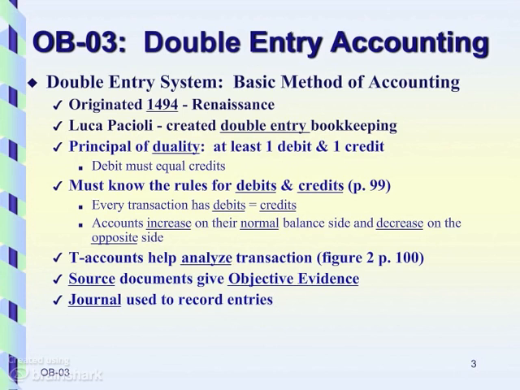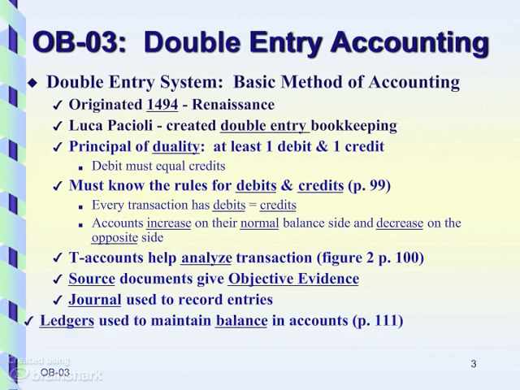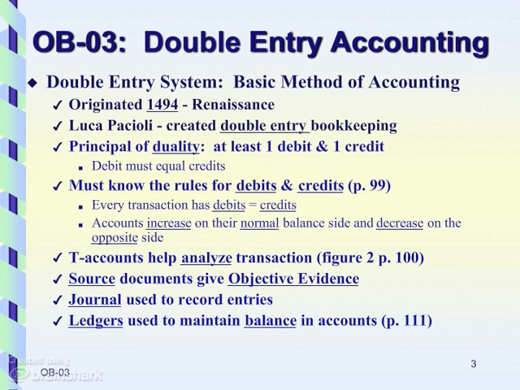Ledgers are where we maintain the balances of our accounts. We take the information from our journal and then transfer it to the ledgers where the balances for each type of account are maintained. In this way, through this double entry process and through our process of journalizing and posting, we can ensure that our whole system stays in balance.